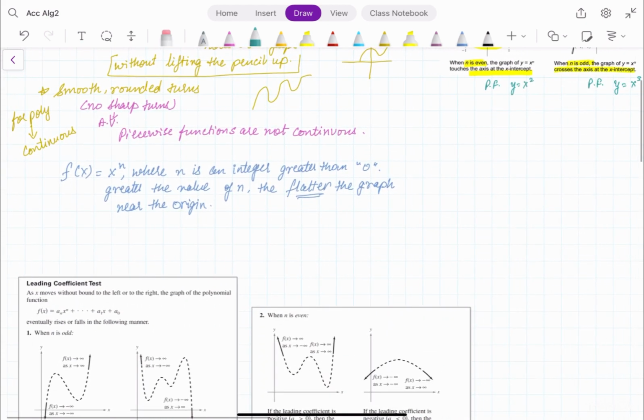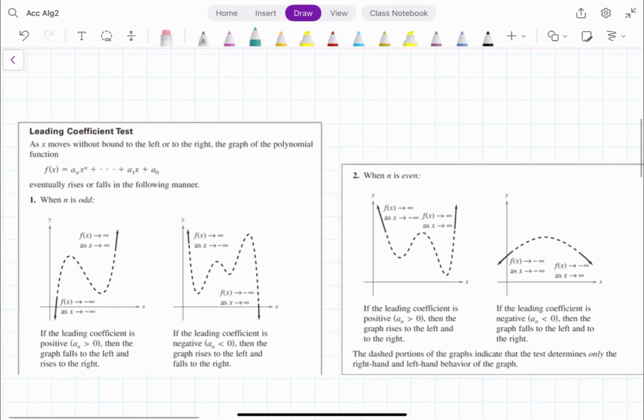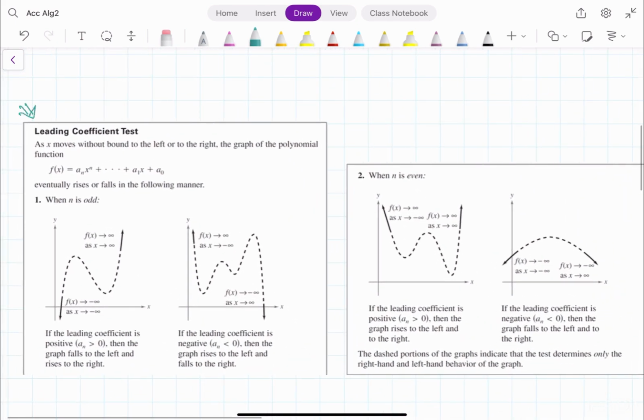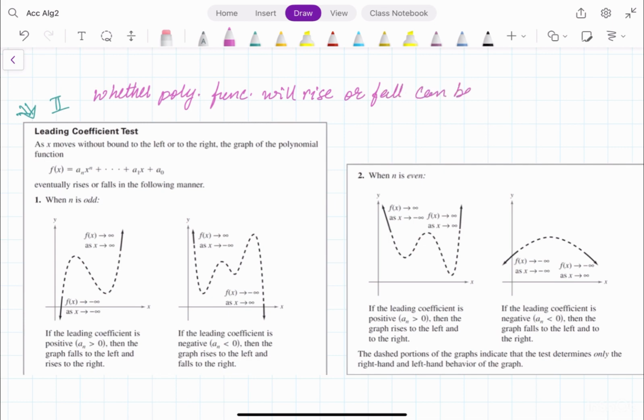Now, there is a very crucial understanding that is the second part of this chapter, called the leading coefficient test. This test is very important, but it is quite intuitive as well. When we are talking about the leading coefficient, we are looking at whether the polynomial function will rise or fall, which can be determined by the function's degree, that means whether the function is odd or even, and also by how the leading coefficient is behaving. For example, whether the leading coefficient is positive or negative, right?